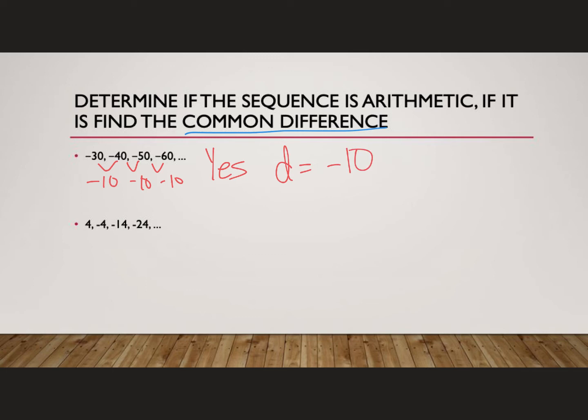What about this next one? 4, negative 4, negative 14, negative 24. Here I go down by 8. Here I go down by 10. Here I go down by 10. So this is not arithmetic.